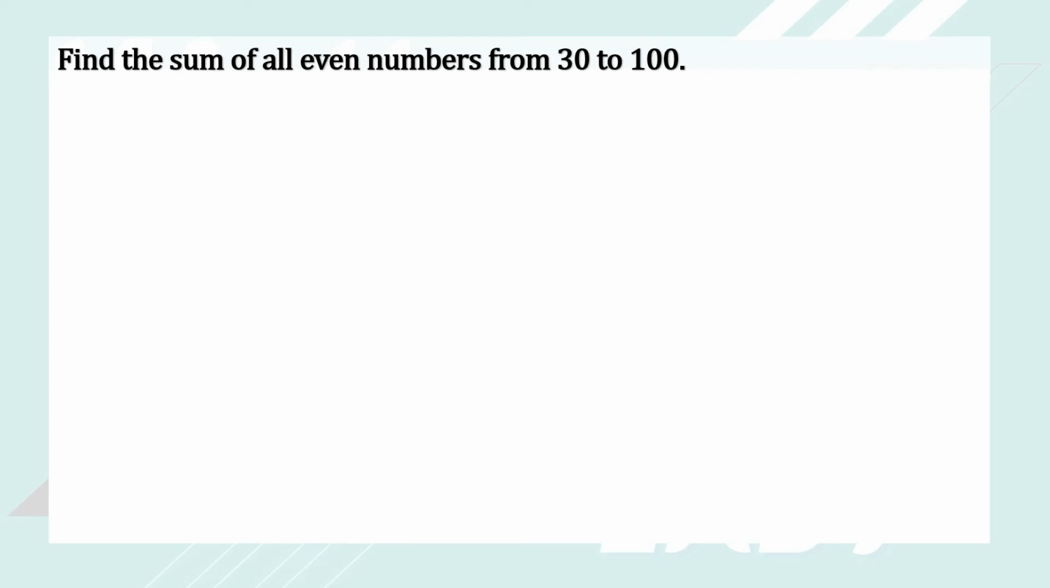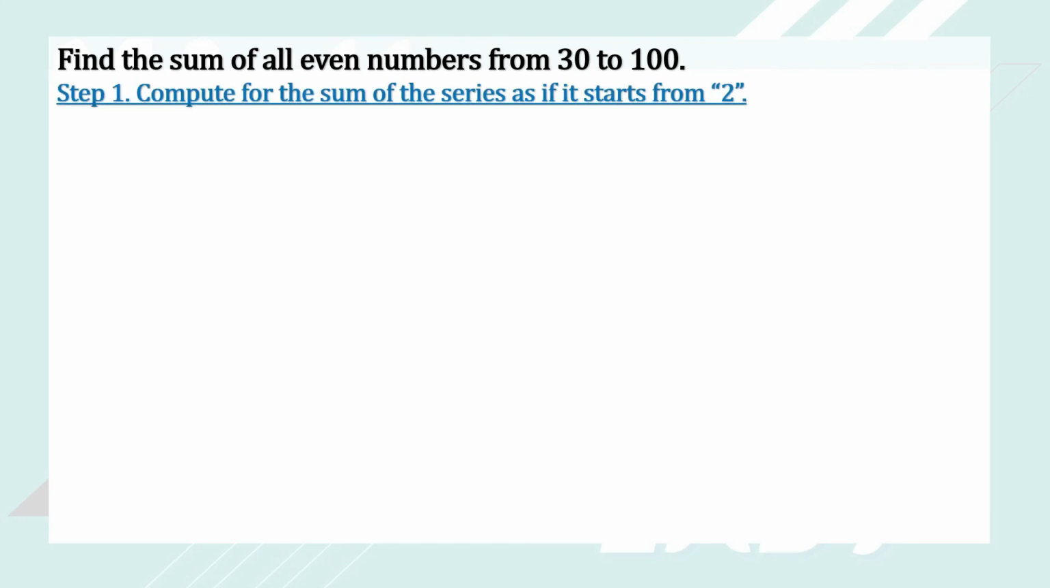Another example, find the sum of all even numbers from 30 to 100. So again, step 1 natin, compute the sum of the series as if it starts from 2. So 100, ang ating last even number, divided by 2, we get 50. Multiply by the next number. So 50 times 51 is equal to 2,550.